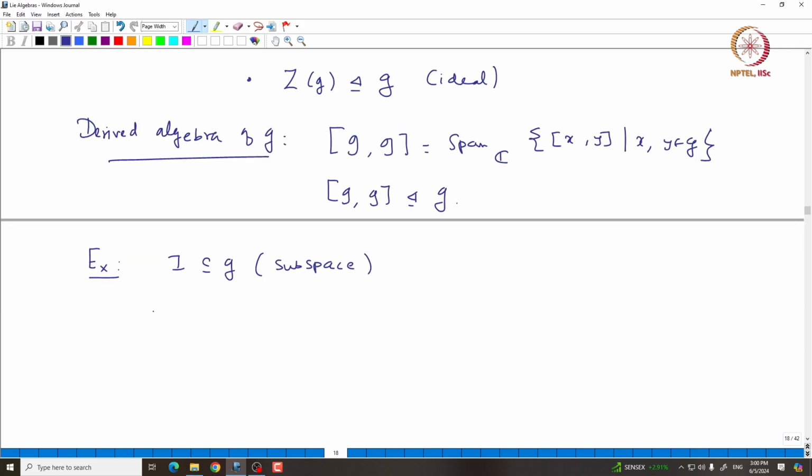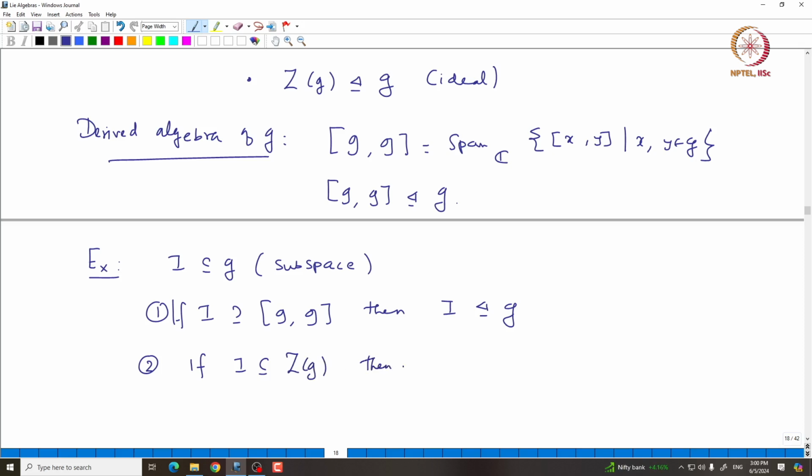Suppose I contains the derived algebra. Then I must be an ideal inside G. That is easy to see. Similarly, if I is contained in the center, then again I is an ideal in G. This is something very easy to verify, so I will leave it to you to check.